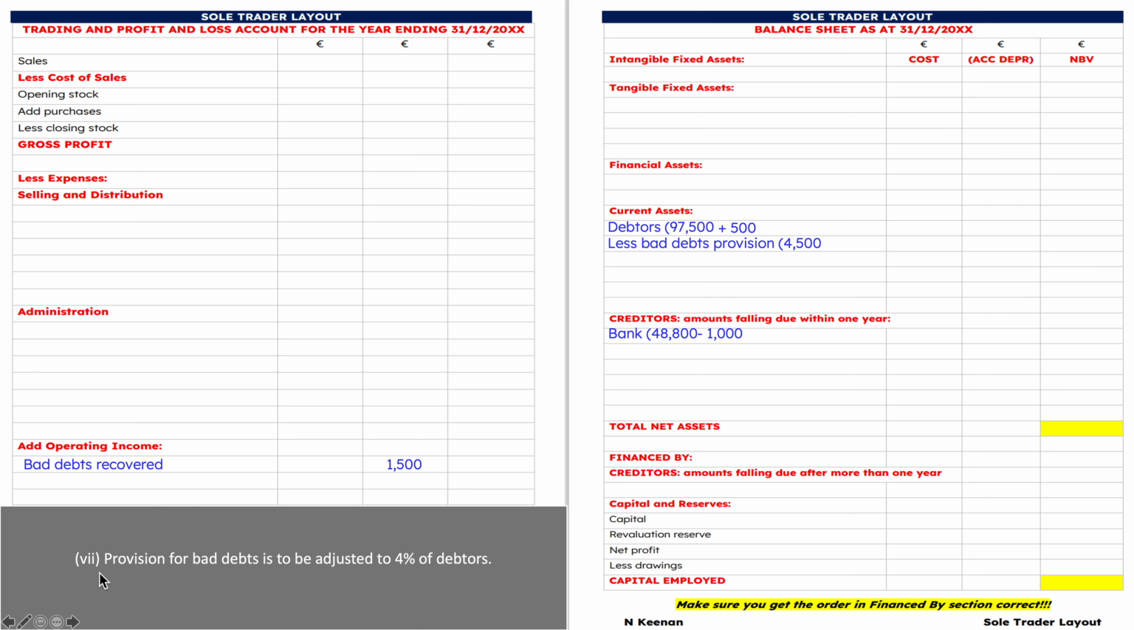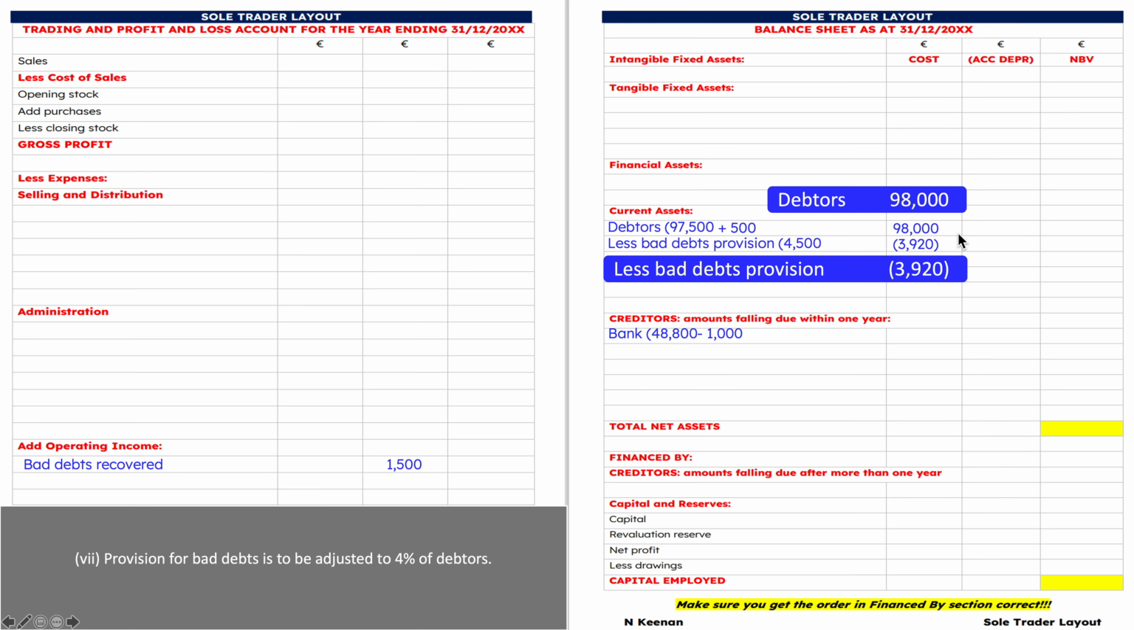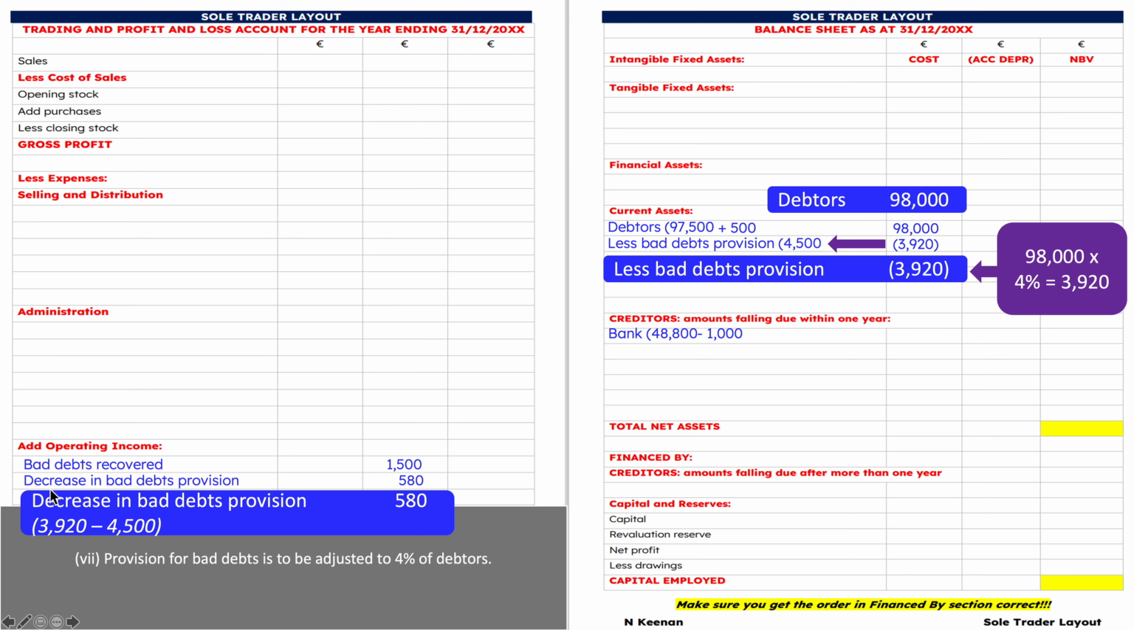Then we have part 7, provision for bad debts is to be adjusted to 4% of debtors. So we tot up our debtors, they're 98,000. We work out what 4% is. 4% is 3,920, which is 98,000 by 4%. Then we compare it to what we had in the trial balance, which was 4,500. That's actually great because that is a reduction in bad debts provision. So it's gone down from the 4,500. That is a decrease in bad debts provision of €580, which we put in add operating income in the trading profit and loss.